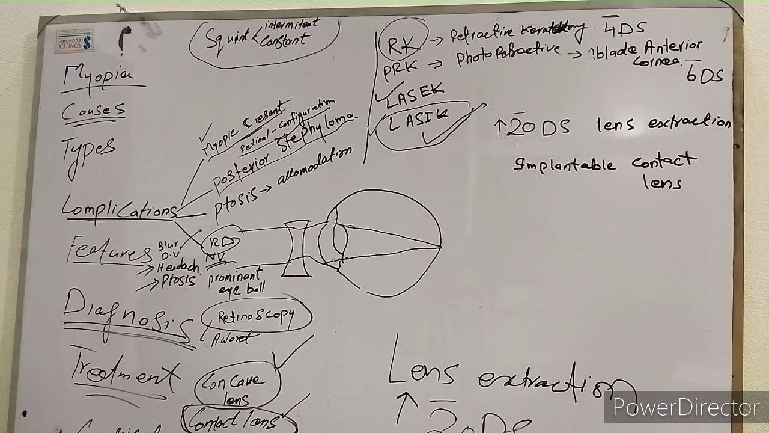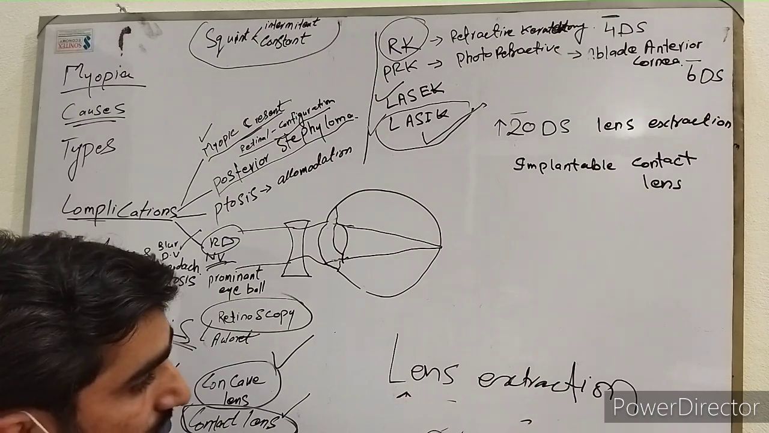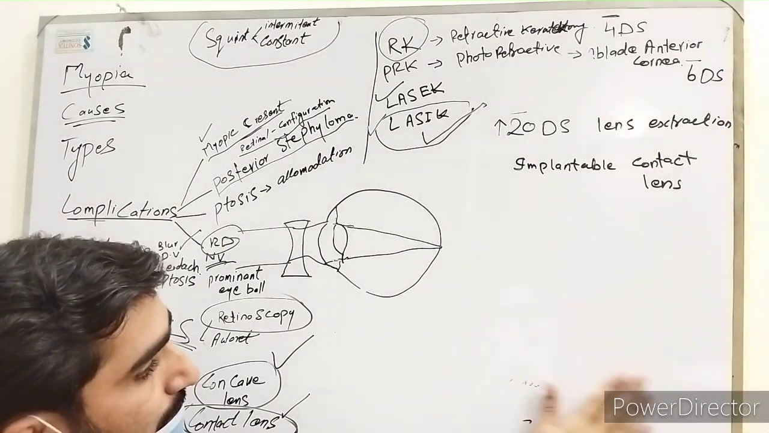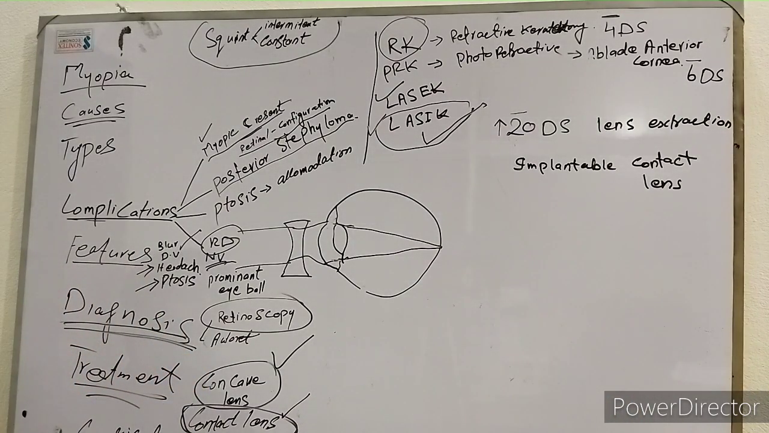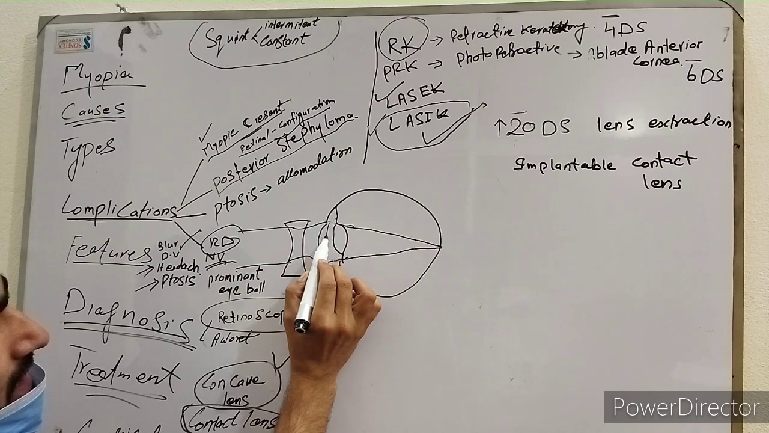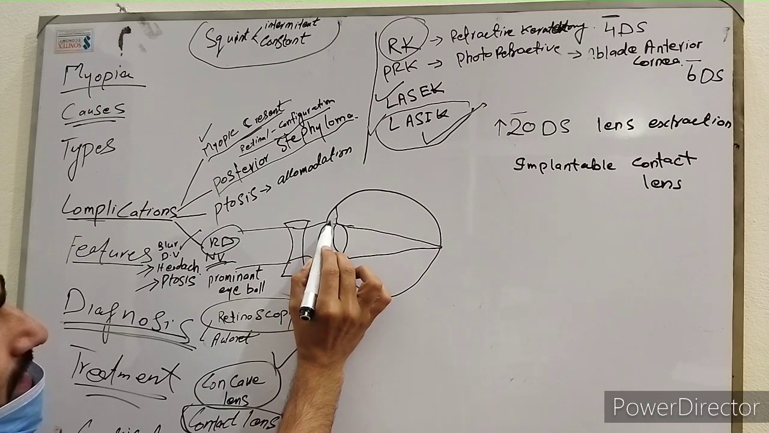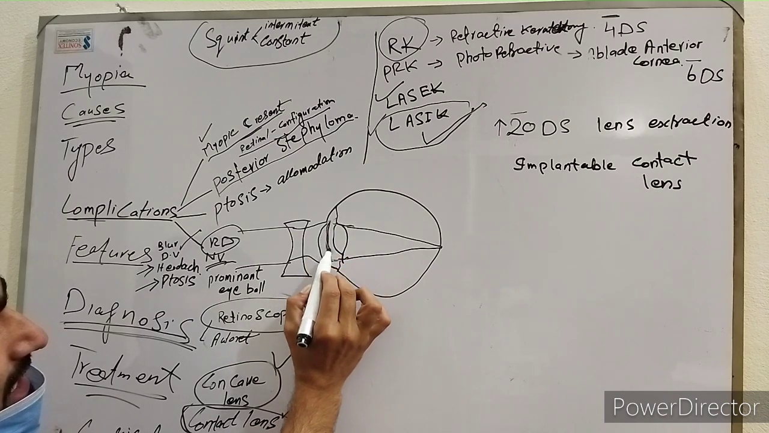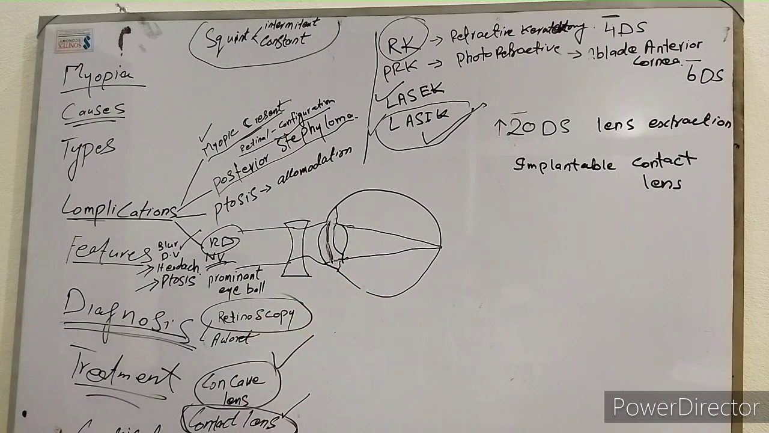And the last point is, we will implant a lens. Now you can see here, behind the cornea but in front of the lens, we will implant a concave contact lens. In this case it also decreases the refractive error.